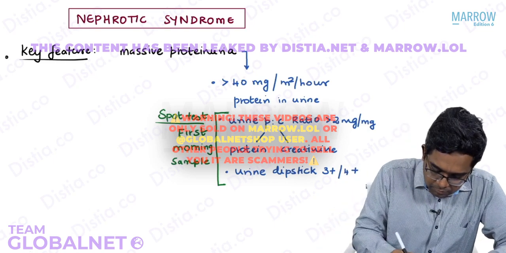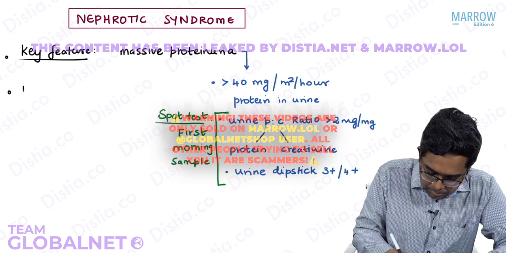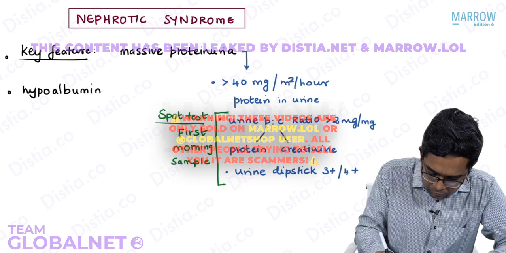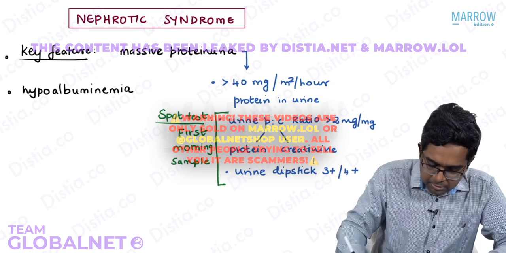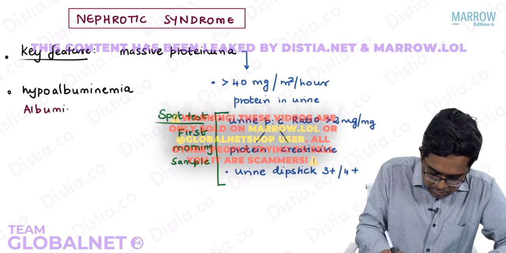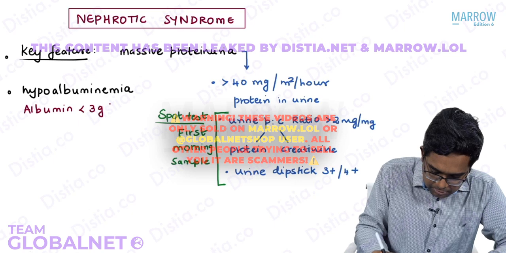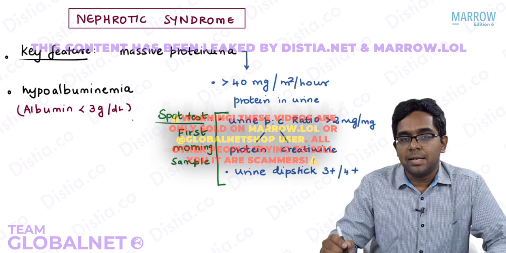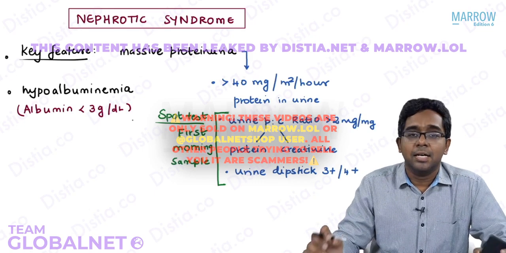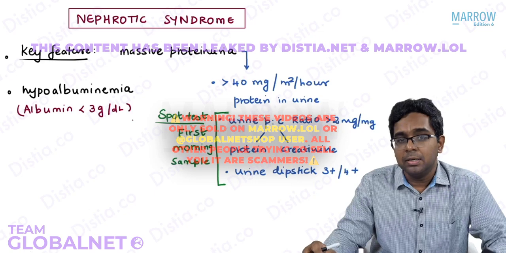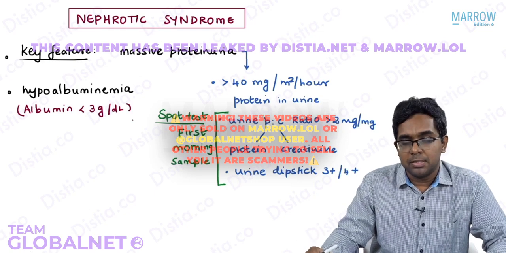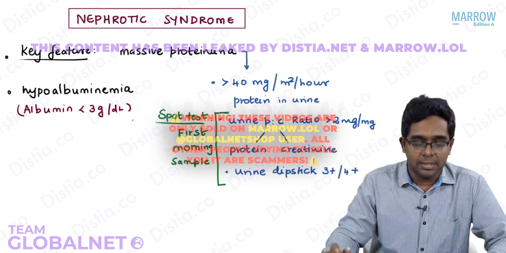The other features of nephrotic syndrome include hypoalbuminemia, obviously because of loss of proteins in the urine, and this hypoalbuminemia is defined as albumin less than 3 grams per deciliter. Please remember that this is an update in the 2021 guidelines. Previously, we read that hypoalbuminemia refers to albumin of less than 2.5, but now the cutoff value for hypoalbuminemia is revised to less than 3 grams per deciliter.